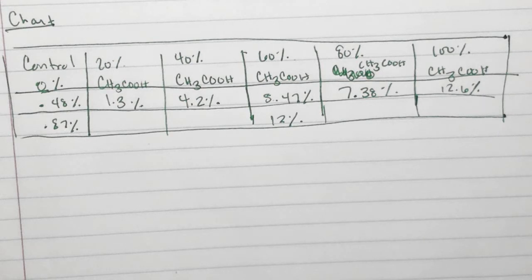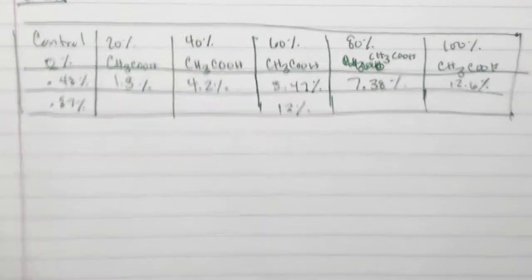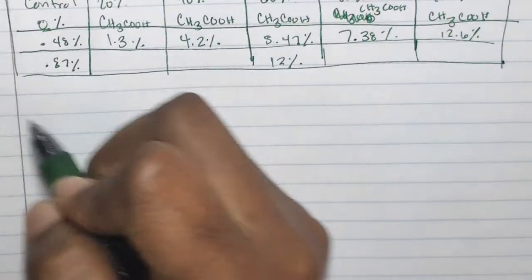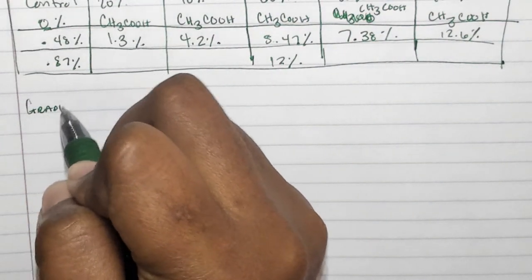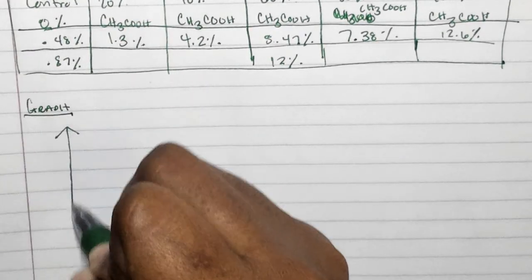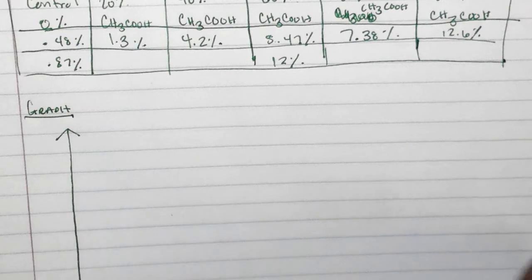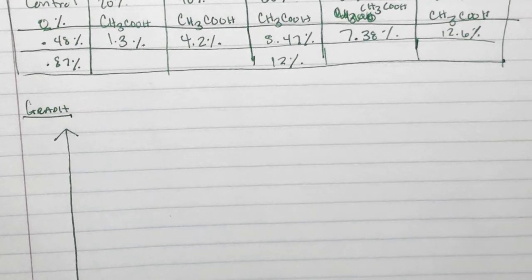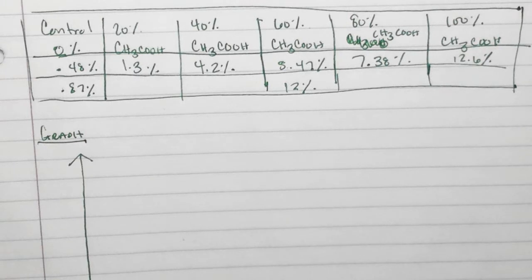Okay, then we're going to graph it. We're going to do what's called a trend line. That's going to sound weird, but I'm going to show you how to do that. All right, so here's our graph. What's going on the x-axis? The independent variable. So our concentrations go on the x-axis.